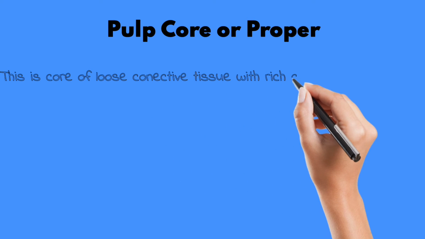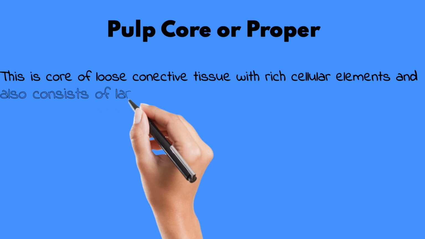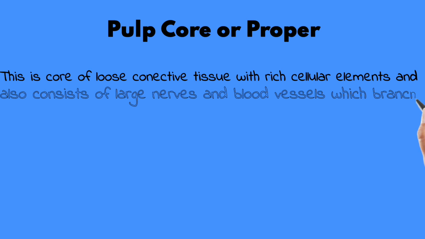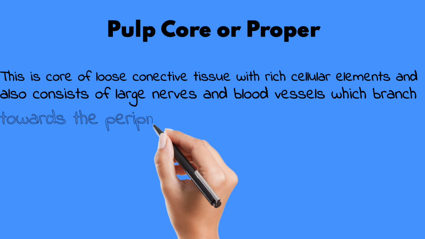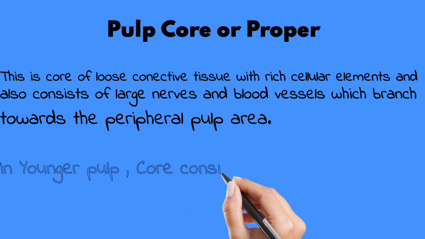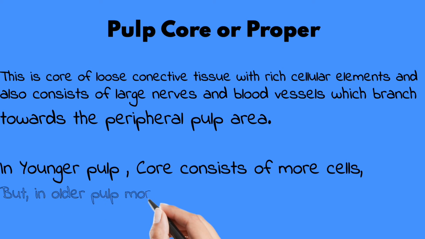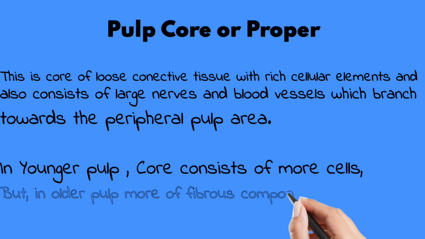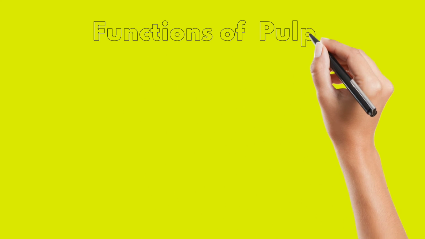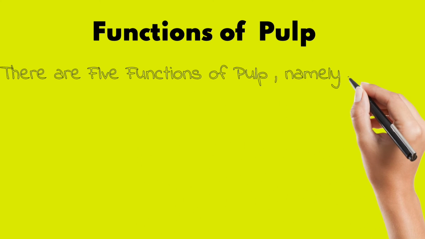Next, we move on to the last part, that is the pulp core or the pulp proper. This is a core of loose connective tissue with rich cellular elements and also consists of large nerves and blood vessels, which branch towards the peripheral pulp. In younger pulp, this zone consists of more cells, but in older pulp, more fibrous components are present. So friends, let's move on to the next major topic of today's lecture, that is the functions of the pulp.